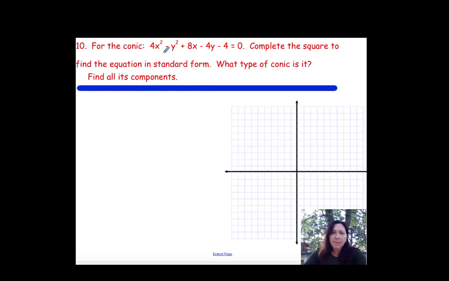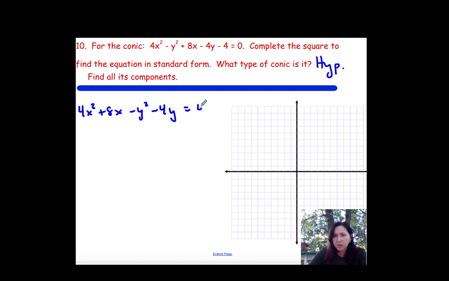For this problem, this is another hyperbola because you see the squared and the minus. Complete the square to find the equation, find all of the components. We know this is a hyperbola. So let's see, I'm going to group the terms first. So we have 4x squared plus 8x, and then we have minus y squared minus 4y is equal to 4.